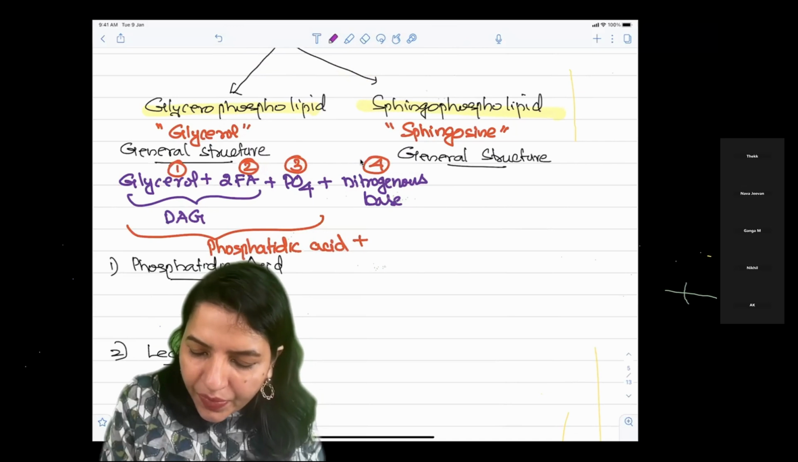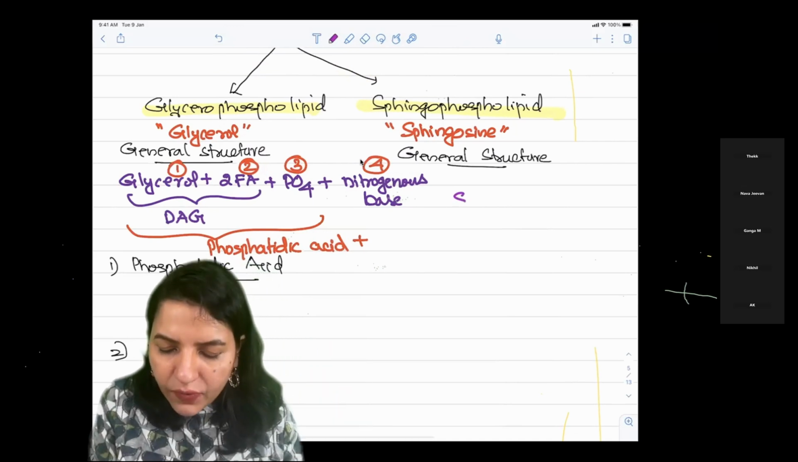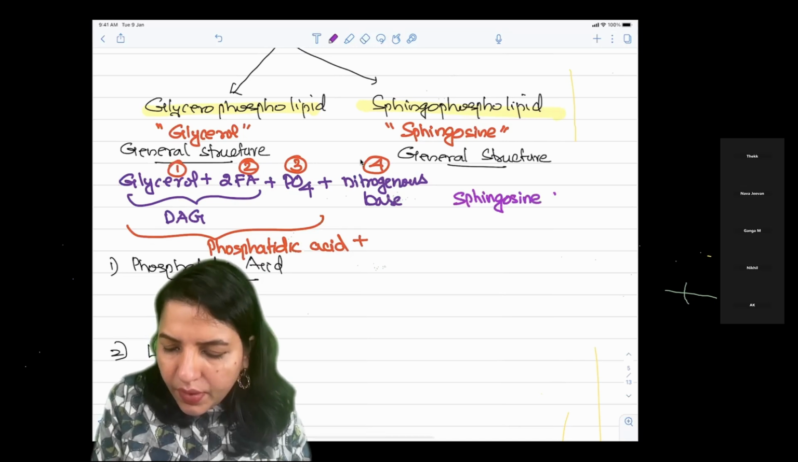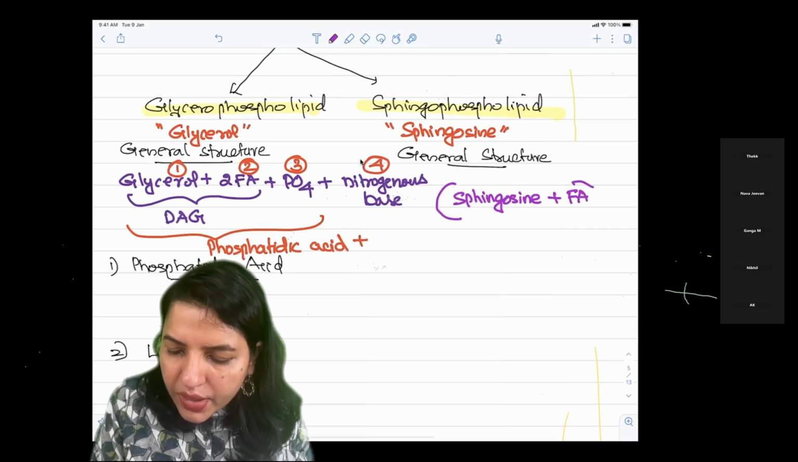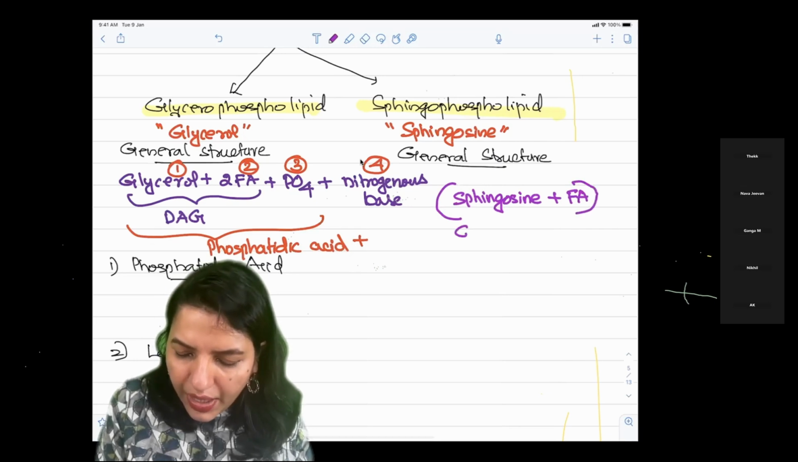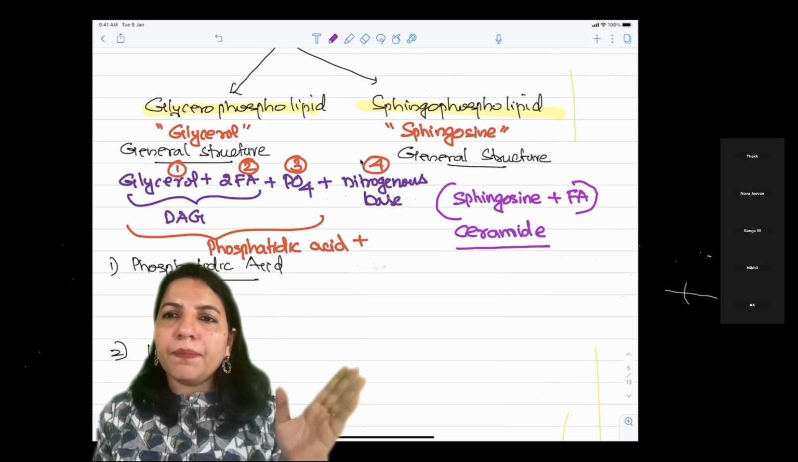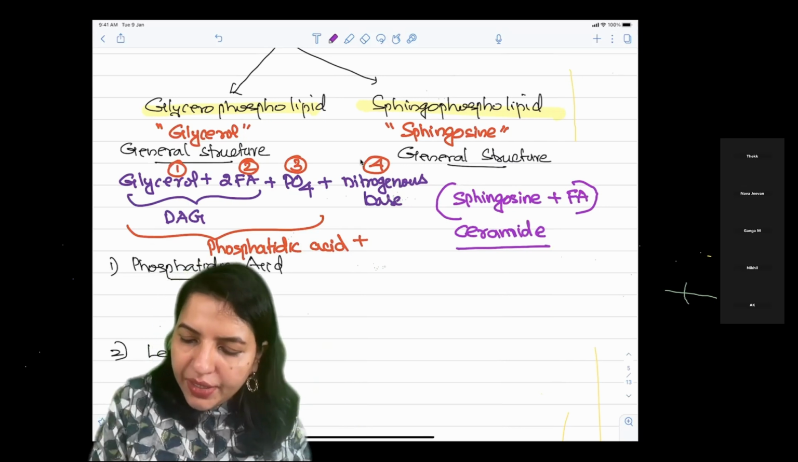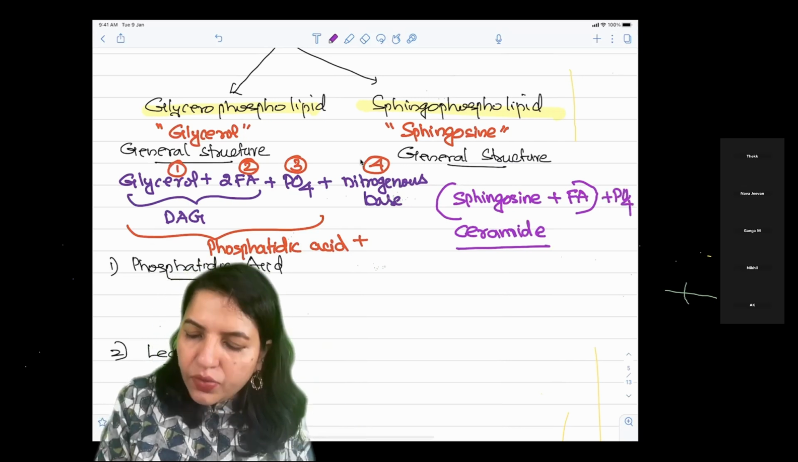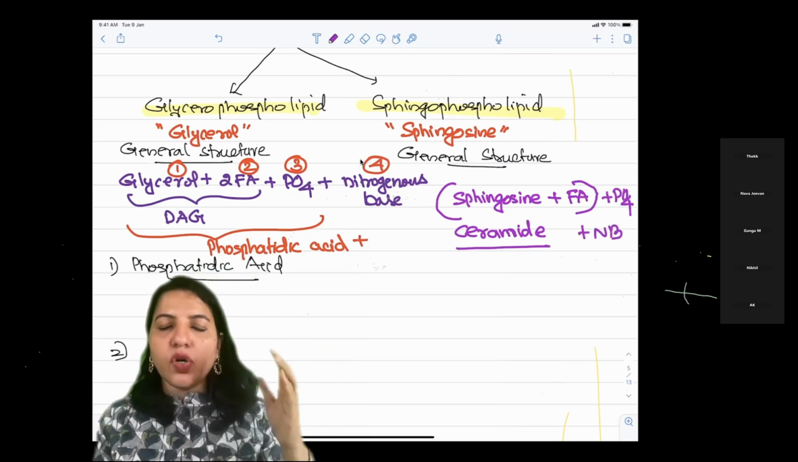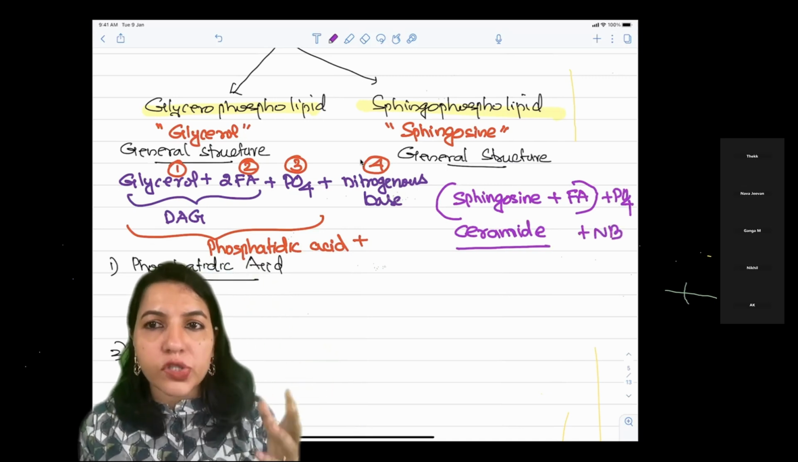Okay. Now, going to the next one, that is sphingophospholipid. Sphingophospholipid has, instead of glycerol, here we have sphingosine plus one fatty acid. Remember, the sphingosine plus fatty acid is what we call as ceramide. These terms you should be knowing. Ceramide means sphingosine plus fatty acid, plus a phosphate group plus a nitrogenous base. So these are the components of what is called as sphingophospholipid.